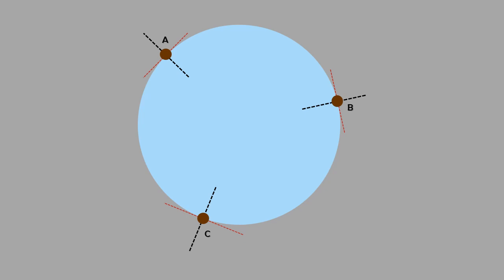The dark red lines are the tangents on these 3 points. The black lines drawn at 90 degrees to these tangent lines at points A, B and C are called the normal on these 3 points of the circle.